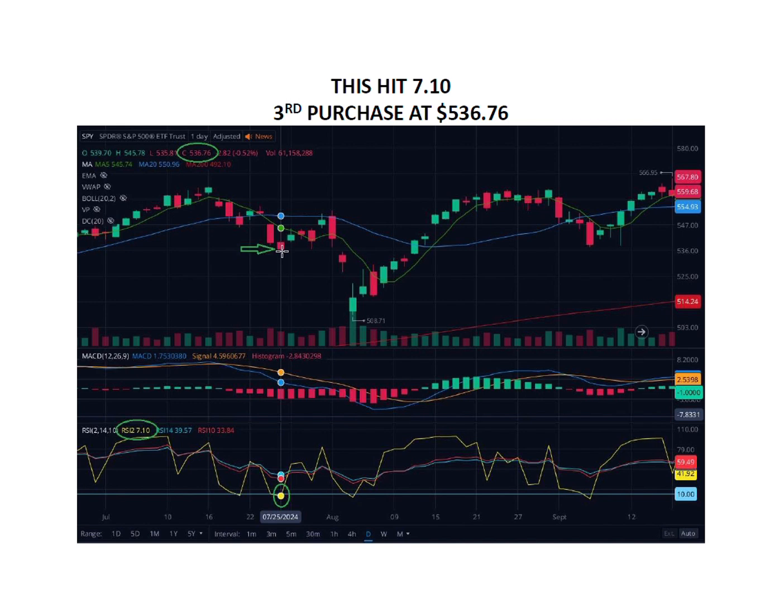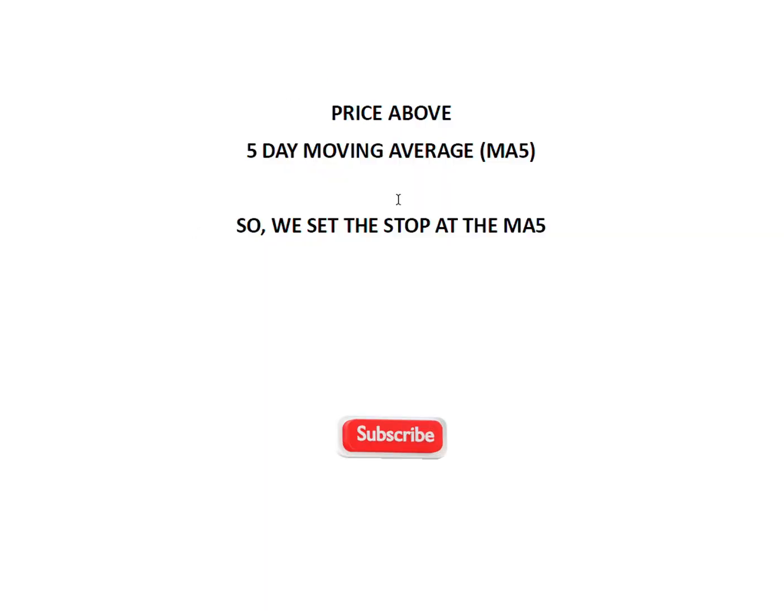536.76. So now we have a third purchase of this stock. So we have 3 shares now. I'm just assuming I'm buying 1 share of each purchase, so I have 3 shares just to keep it simple. Again, I'm looking for that 5-day moving average, and that's what we're going to set our stop at.